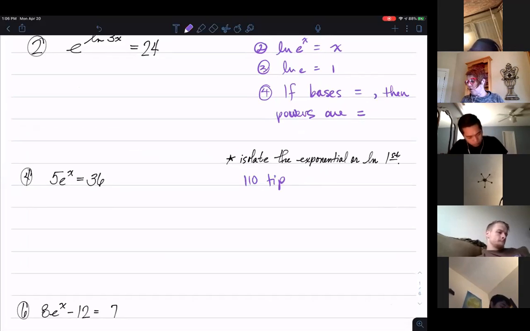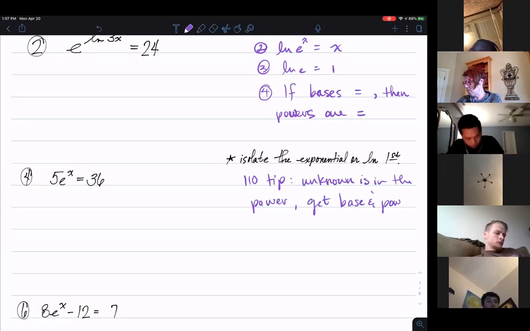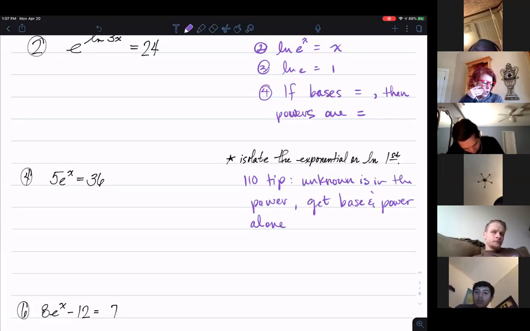And I've already got here that you should isolate the exponential or the logarithm, get it by itself, and I understand that. But one of the tips that I always give out in Math 110: if your unknown is in the power, get the base and power alone. So if your unknown is in the power, get your base and your power alone.